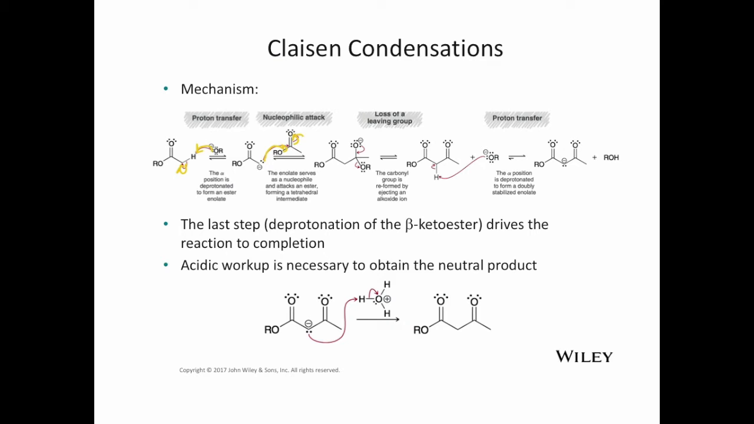forming the enolate. Then we get to this tetrahedral intermediate, which collapses, kicking off the OR group. Now we have this dicarbonyl intermediate, and those hydrogens are even more acidic than the starting alpha hydrogens. So that will get deprotonated with whatever base you're using in this reaction, and you get this deprotonated, doubly stabilized enolate product, which upon addition to acid, so you'll do an acidic workup, you get the neutral product. But this last step is what drives the reaction to completion.